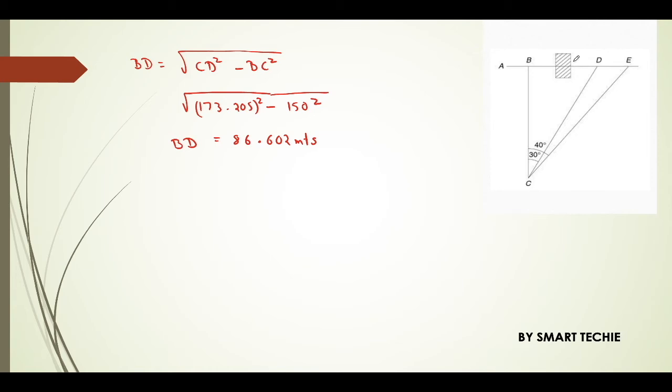As I said earlier, we need to find the chainage of D. That is the chainage till B, which is the AB distance, plus this distance. What will be the distance? The chainage of B is 100, which is already given, plus the B and D distance, 86.602, which is equal to 186.602 meters.